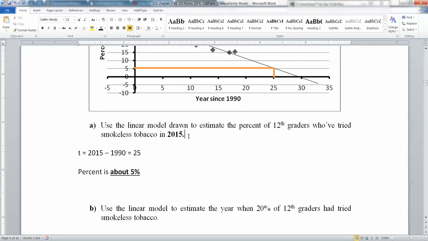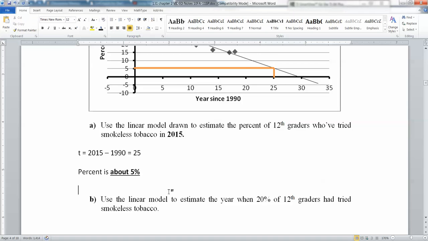So they gave you year. So you go to the year axis, which is the x-axis. You find the 25. You go up, find the curve, the line in this case, go across and figure out where it hits the y-axis, or in this case, the p-axis.